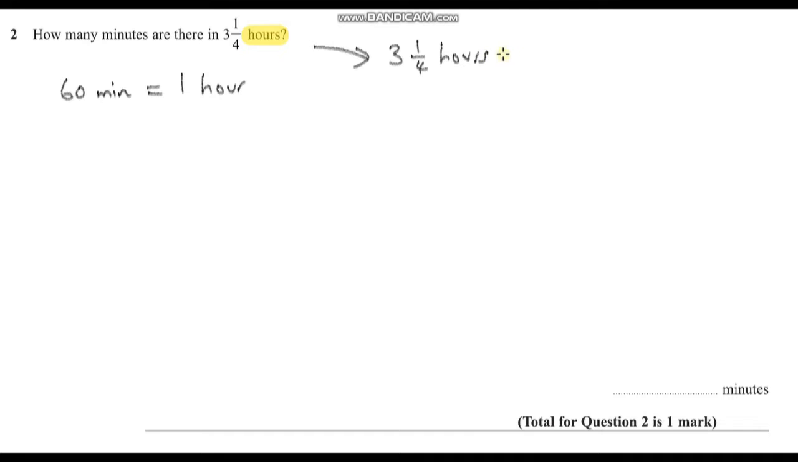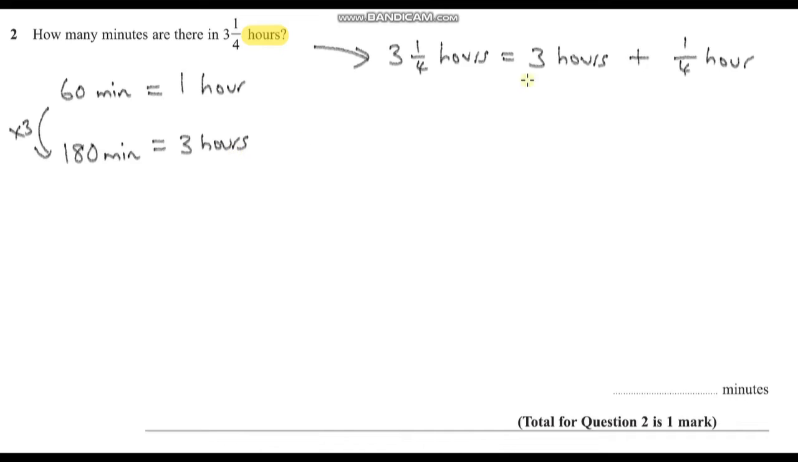So 3 1/4 hours, well, that's exactly the same as 3 hours plus 1/4 of an hour. Okay, and I think if we just split it up, it makes it a lot easier. So first of all, how many minutes are there in 3 hours? Well, in 1 hour, there's 60 minutes. So in 3 hours, well, there's just going to be 3 times as much. So if we just multiply that by 3, 60 times 3, well, 6 times 3 is 18, so it's going to be 180. So there are 180 minutes in 3 hours. So let's write that down here. So 3 hours is 180 minutes.